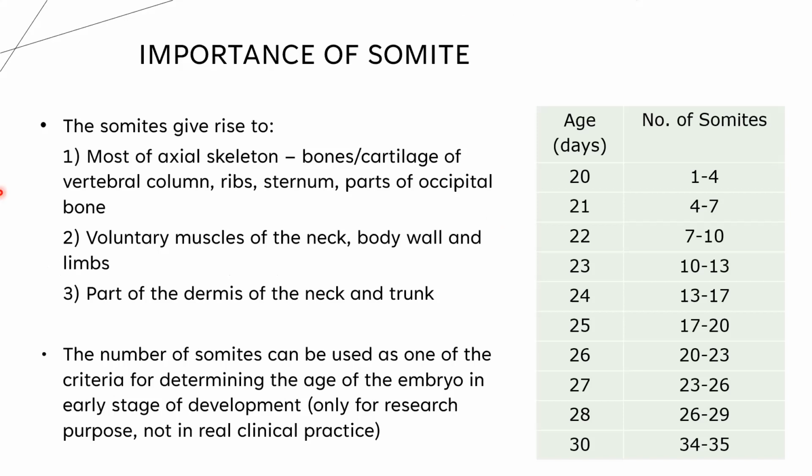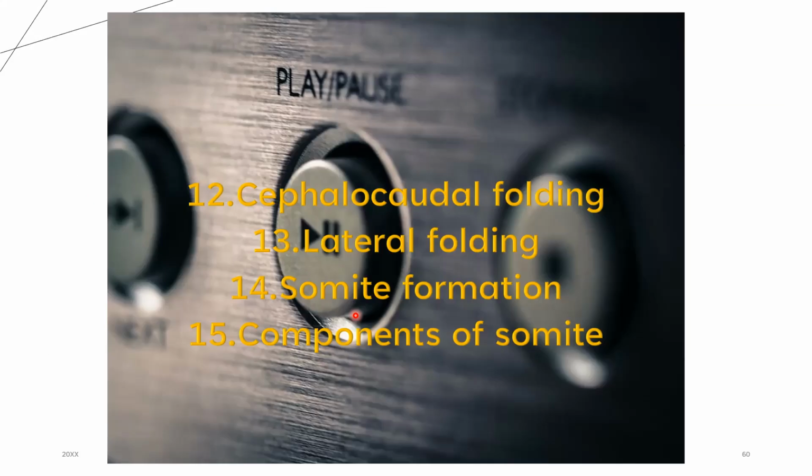Somites give rise to most of the axial skeleton: bones and cartilage of the vertebral column, ribs, sternum, and part of the occipital bone. And also voluntary muscle of the neck, body wall, and limbs, and part of the dermis of the neck and trunk. The number of somites can be used as one of the criteria for determining the age of the embryo in early stages of development, which is only for research purposes, not in clinical practice.